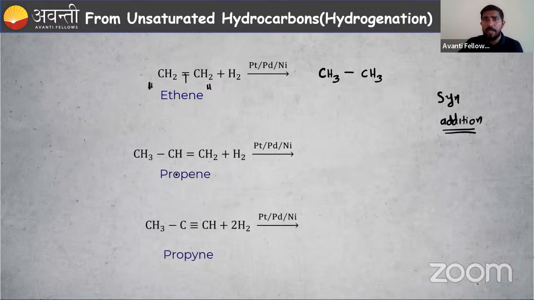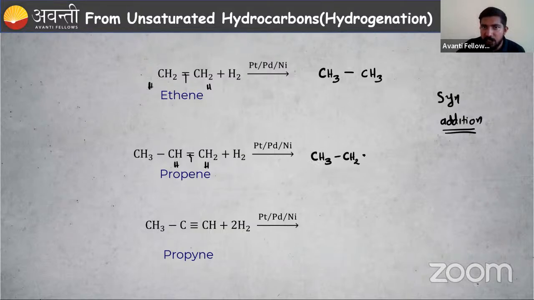So here we have propene, then hydrogenation. So what to do here? Break the bond, add hydrogen, hydrogen from the same side. So I will get an alkane: CH3, add one hydrogen, CH2, then one more, that is CH3. So propene to propane is formed. Here ethane is formed.